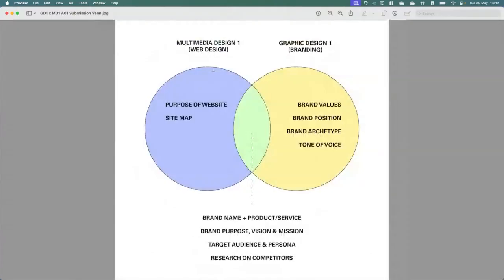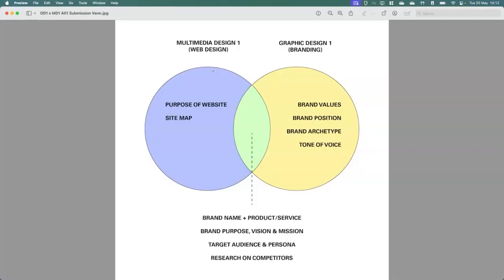But for different proposal presentations, you have different requirements. Some of it is the same, some of it is different. What is the same is that for both proposal presentations, we need your brand name and your product and service. What is your brand purpose, vision, and mission? Who is your target audience and persona? And the research on competitors, so similar brands that you are competing against. This is shared for both assignments that you submit. In the presentation slide, this information is the same.